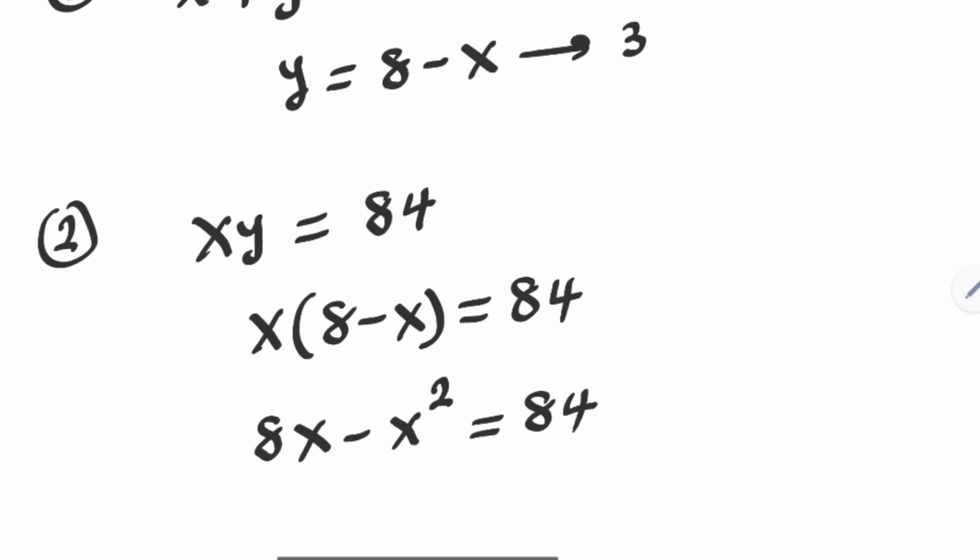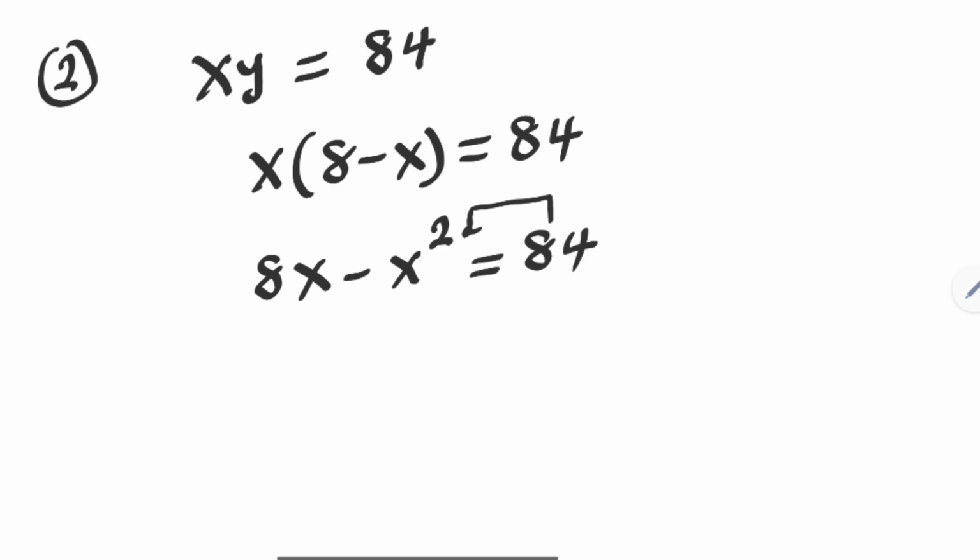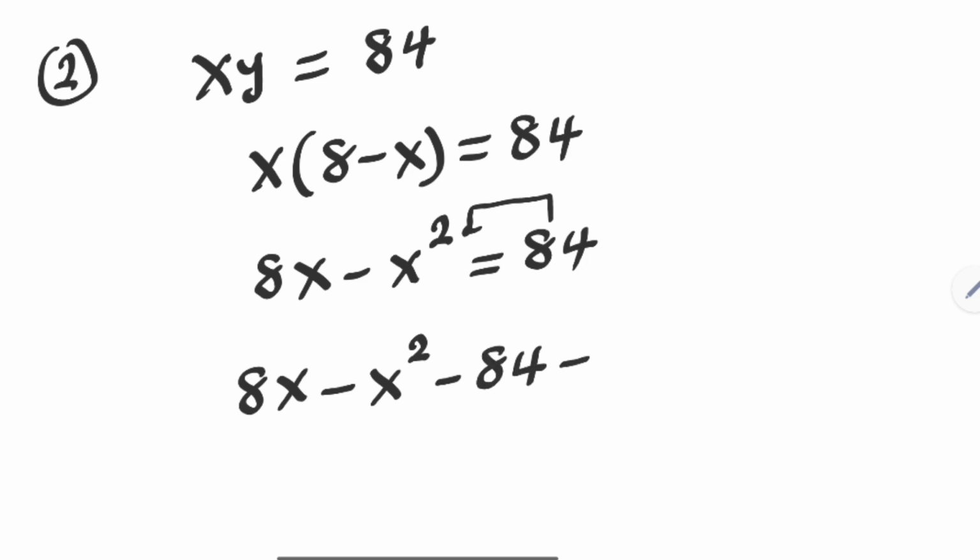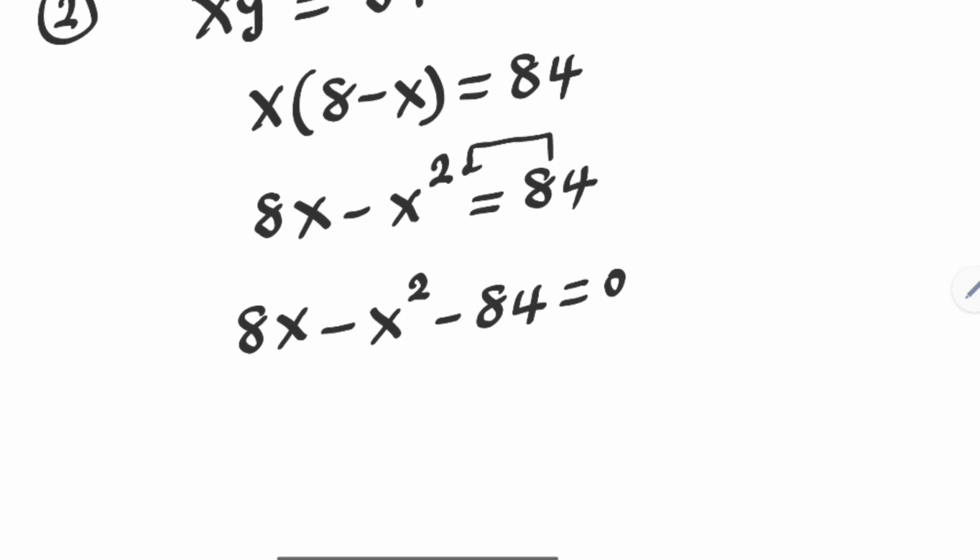Let us equate everything to 0 by bringing this 84 into the left hand side. 8x minus x square minus 84 is equal to 0. Let us put this in standard form. Minus x square plus 8x minus 84 is equal to 0.